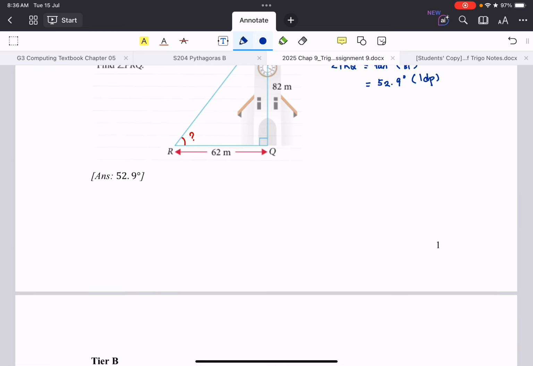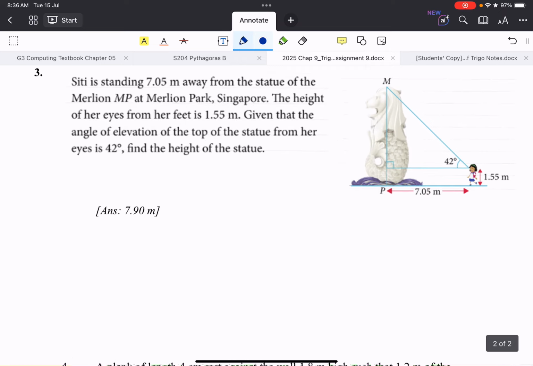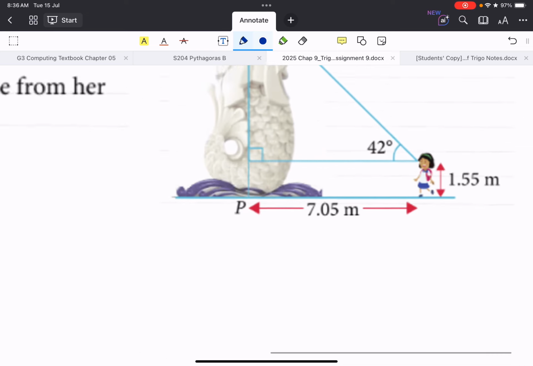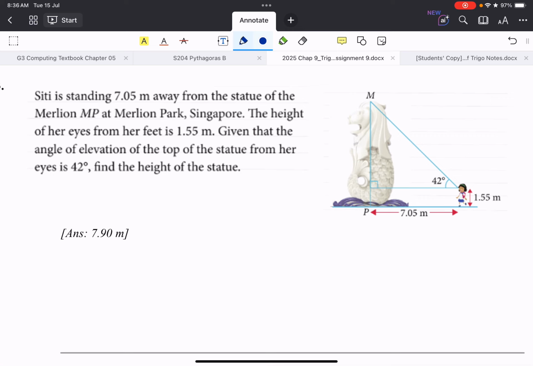Got that? Next question. Cindy is standing 7.05 meters away from the statue of the Merlion at the Merlion Park, right? The height of her eyes from her feet is 1.55 meters. Given that the angle of elevation of the top of the statue from her eyes is 42 degrees, find the height of the statue. So what we're going to do is, the right angle triangle is there.